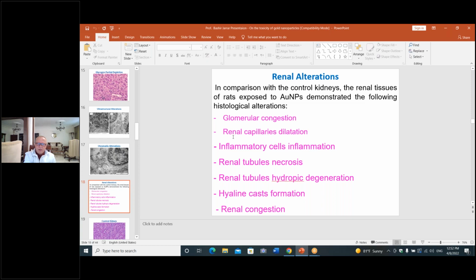and also the treated animals demonstrated hyaline cast formation in the renal tubules. These are protein precipitates. They indicate renal failure. And in the normal state, there are no proteins in the urine, and there is no protein precipitation in the renal tubules. Here we detected that hyaline casts, which are protein precipitate, were seen in the lumen of the renal tubules. In addition to that, we have renal congestion.